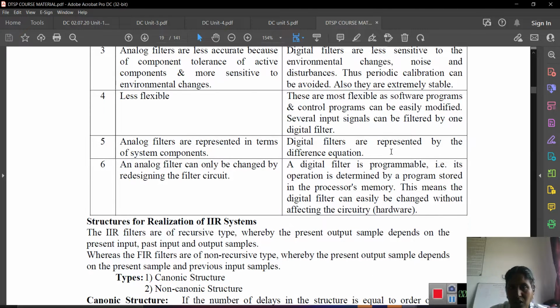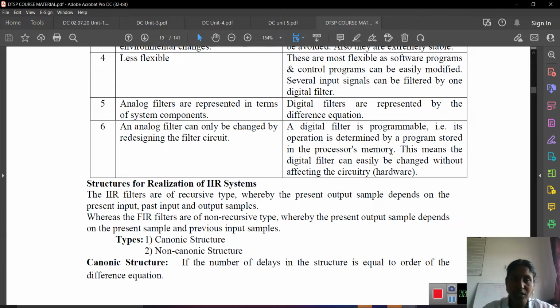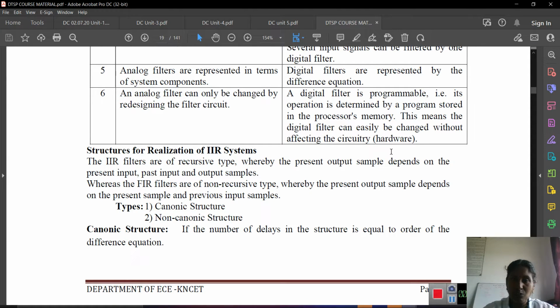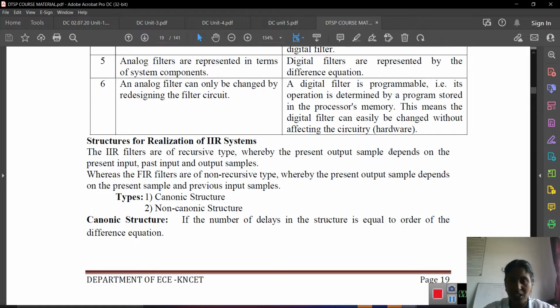Analog filters are less flexible. Digital filters are most flexible, as software programs and control programs can be easily modified. Several input signals can be filtered by one digital filter. Analog filters are represented in terms of system components, while digital filters are represented by the difference equation. An analog filter can only be changed by redesigning the filter circuit. A digital filter is programmable, that is, its operation is determined by the program stored in the processor memory. This means the digital filter can easily be changed without affecting the circuit.